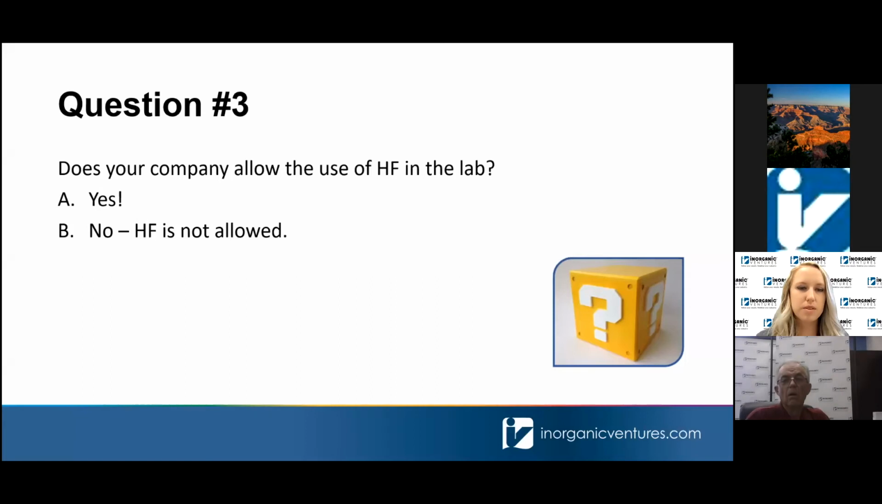All right, awesome. So it looks like the majority of you are able to use HF in the lab. So that's great. HF is really good for stabilizing certain elements in solution. We use HF in our lab, and it's really helpful for certain elements. So we will keep in mind some options if you aren't able to use HF for sample prep and other concerns.